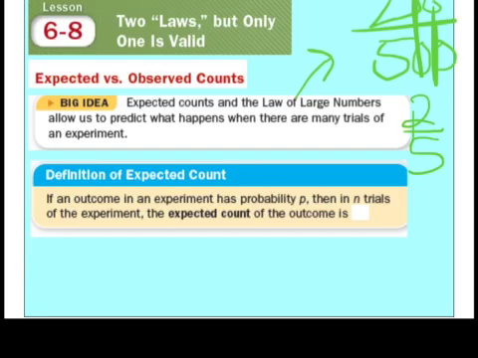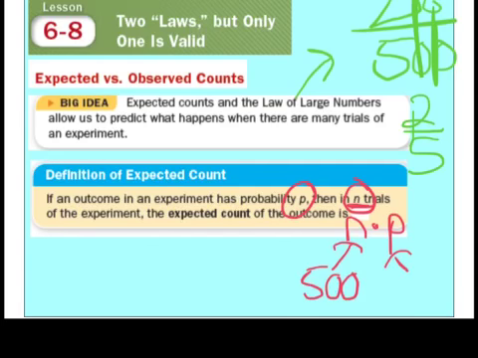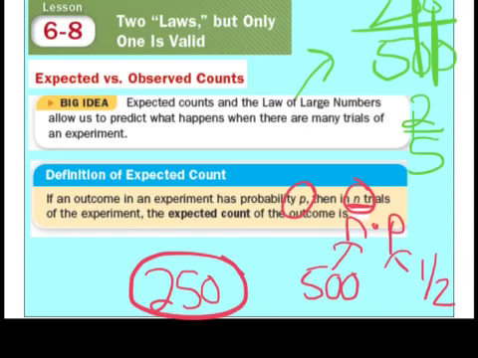So if we look at the definition here of expected count, it says this. If an outcome in an experiment has probability P, then in n trials of the experiment, the expected count of the outcome is going to be n times P. And let's just take that coin example. If the number of trials, n, is 500, I flip the coin 500 times, theory says I'll get heads 1/2 of the time. So 500 times 1/2 is 250. That's the expected count. Now the relative frequency in this case, when we did the actual experiment, we only had 200 times of heads and we did 500 flips. The relative frequency was 2/5.